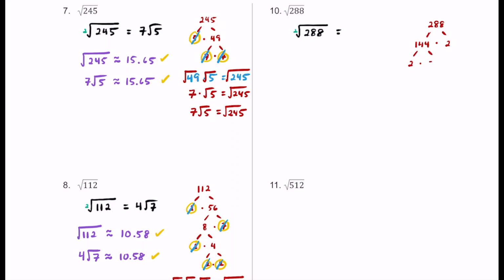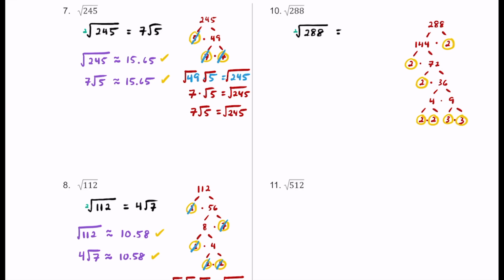I'm going to do 2 and 72, because technically you could stop. 72 is going to be 2 times 36. 36, maybe let's do 4 times 9. And 4 will break into 2 times 2, and 9 can break into 3 times 3. So lots of prime factors here: 2 and 2, 2 and 2, 2 and 3, and a 3.